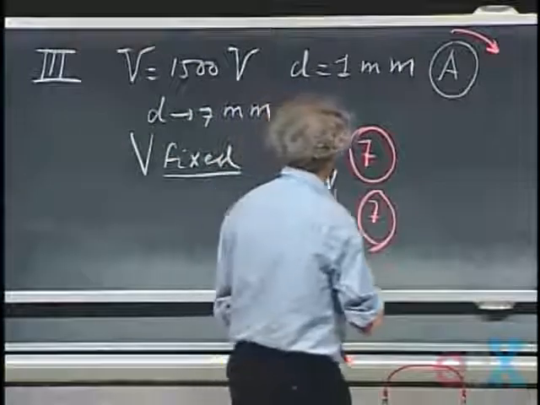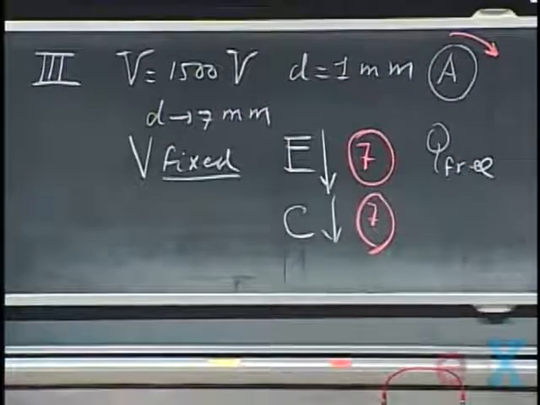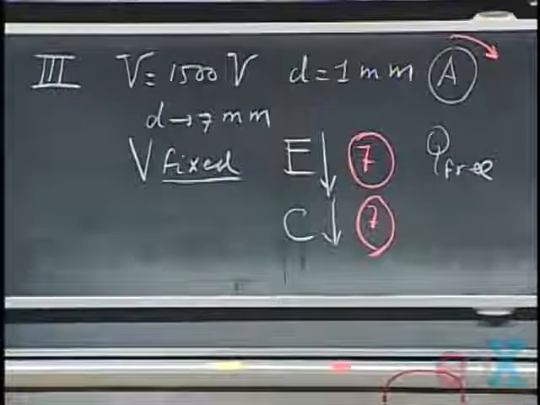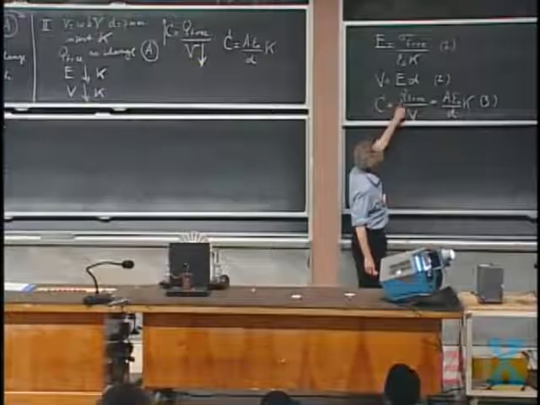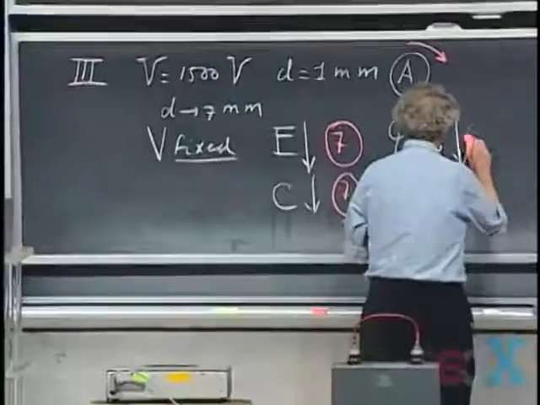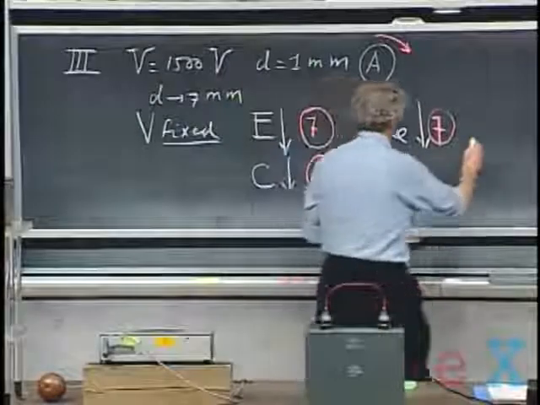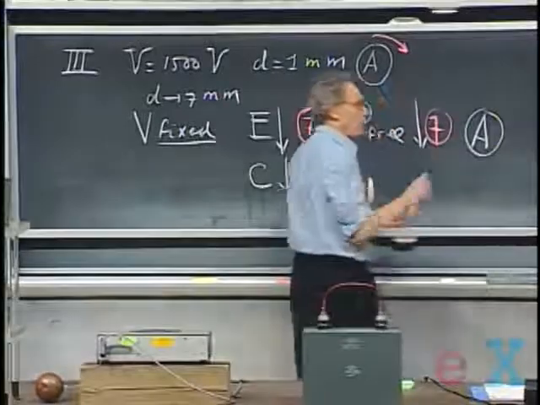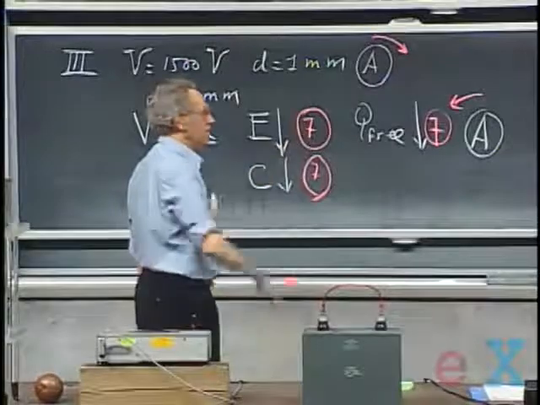And so Q free must now also go down by a factor of 7, because if the potential difference doesn't change, and C goes down by a factor of 7, Q free must go down by a factor of 7. What does that mean? That means charge will flow away from the plates, and so my ammeter will tell me that charge is flowing from the plates, and so that hand there will go to the left.